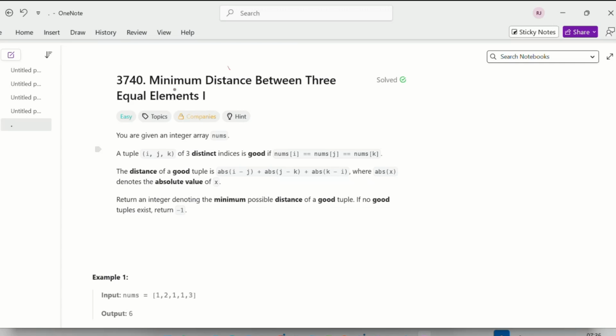Hi everyone. So today we will solve today's problem of the day: Minimum Distance Between Three Equal Elements.